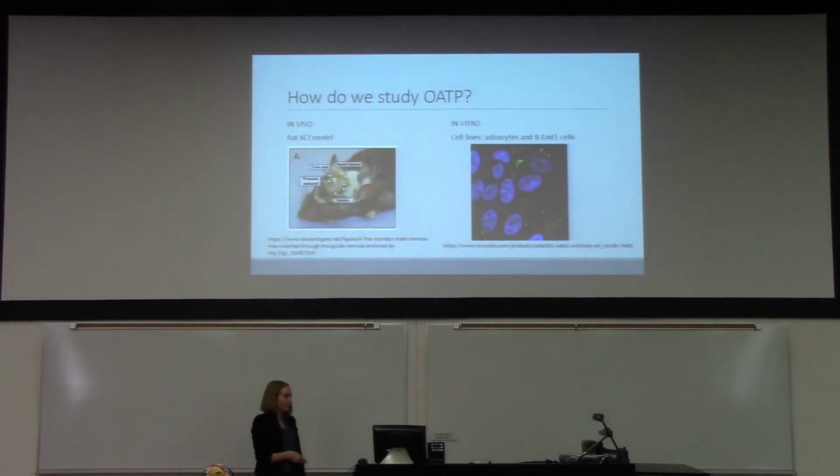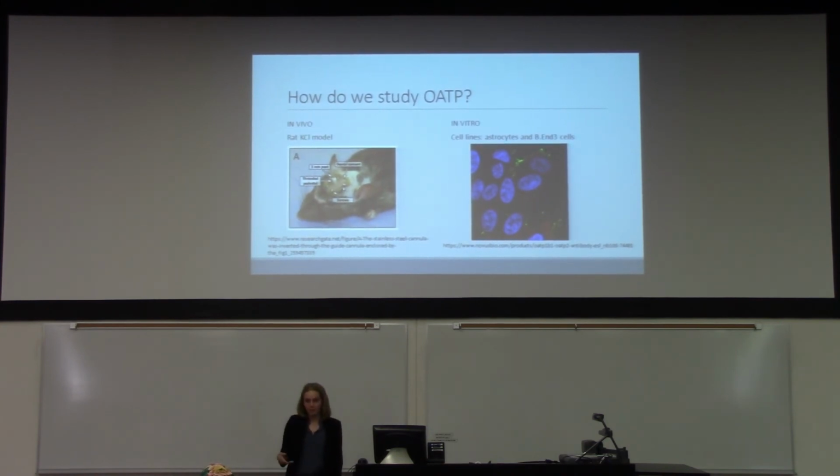And so how do we study OATP? We can do it in two ways. We can do it in our in vivo rat KCl animal model, or we can do it in our cell lines, which is in vitro. In the rat model, we do surgeries so that we can insert a cannula and inject KCl into these rats. A potassium chloride solution basically causes a migraine in rats, and that's our migraine model in the animals. And how do we know a rat is having a migraine? Well, a couple of ways.